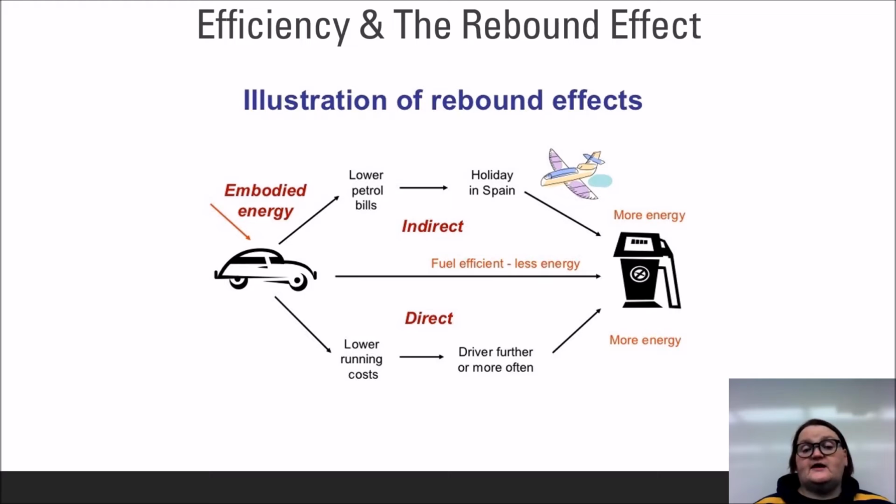The rebound effect can occur directly when choices are actively made to use more efficient sources for more reasons or more often, or indirectly, where choices are made not associated with that particular appliance or item with increased efficiency.